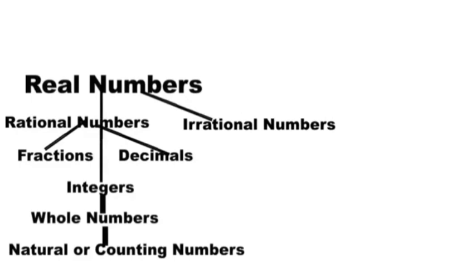So we have here the rational numbers in line with the irrational numbers, and rational numbers and irrational numbers are under the real numbers. Real numbers are numbers that are rational and irrational, since rational numbers have the fractions, decimals, and the integers, and the integers have the whole numbers and the natural counting numbers. So these are all under the real numbers.